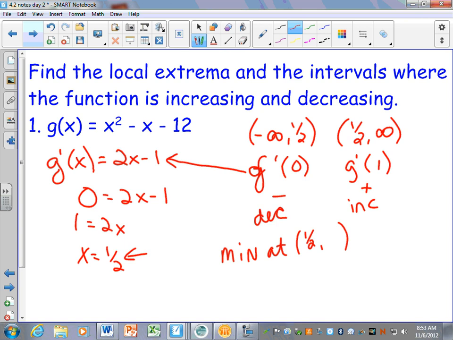When you plug 1/2 in there, do you get 0? I don't think that's true. The vertex is not necessarily going to be at this minimum. Do you agree with that? It's not going to be the y-intercept is what I'm trying to say. If I plug 1/2 in here, what's 1/2 squared? 1/4, minus 1/2, minus 12. It's almost 12. 1/4 minus 1/2 is negative 1/4. Negative 12 and a fourth.